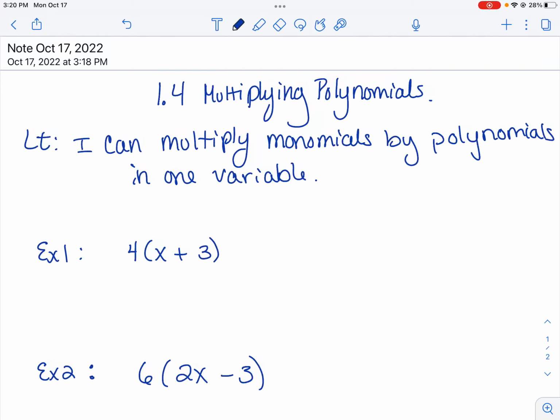We are just going to do a quick video on multiplying polynomials. Your learning target for today is I can multiply monomials, and we'll talk about what that means in a second, but monomials by polynomials in one variable. So I'm only going to ask you to tackle ones that just have an x or just have a y. We're not going to deal with multiple variables at the same time. We'll save that for later in the year, okay?